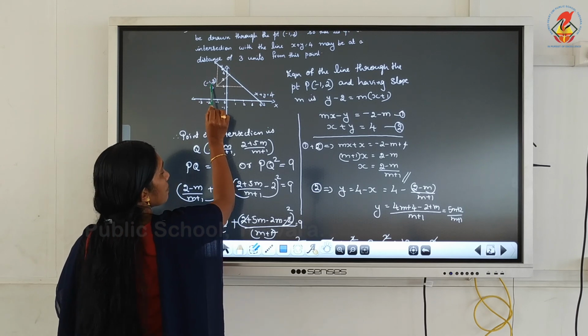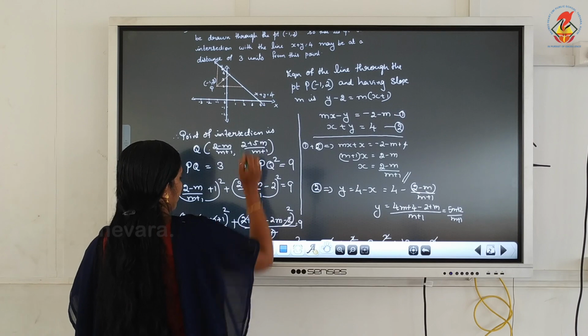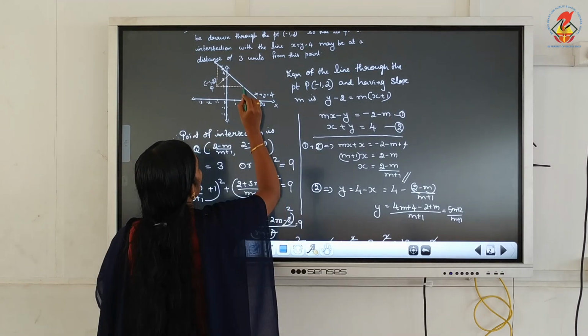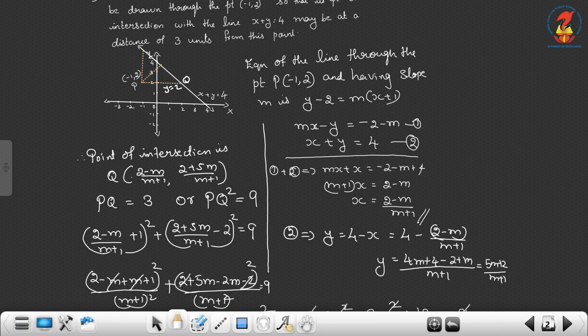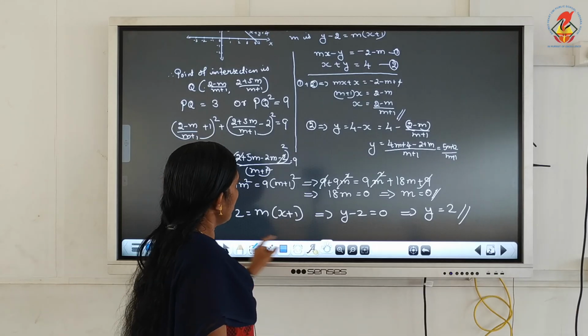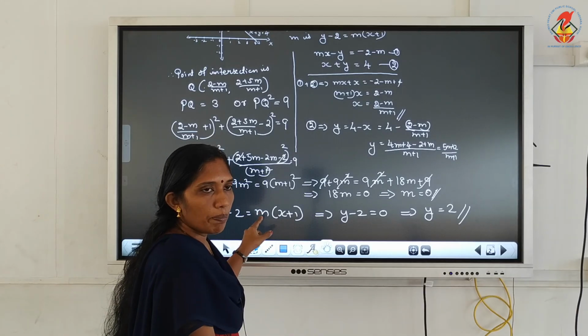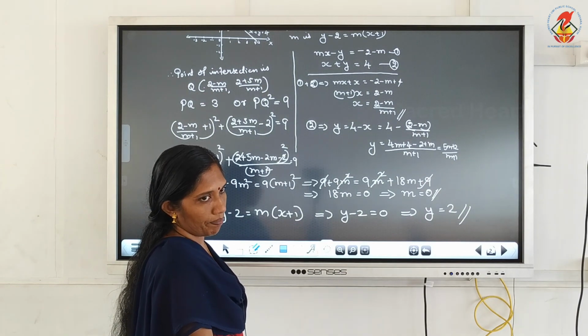The point is minus 1, 2. So, y is equal to 2 is this line. Q be this. So, y is equal to 2. Okay. Then, if slope is equal to 0, it means the line is parallel to x axis.